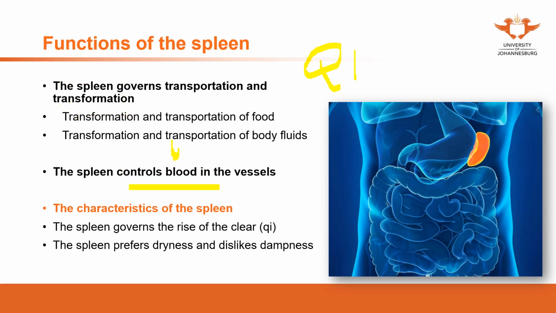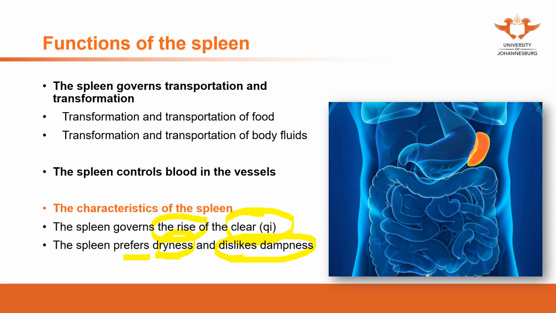The characteristics of the spleen. The spleen governs the rise of the clear. Previously, we have mentioned the clear, it can be the clear qi, the rise. The spleen is also in charge of maintaining the correct position of the internal organs. So that's from the function of governing the rise of the clear and the organs. The spleen prefers dryness and dislikes dampness.